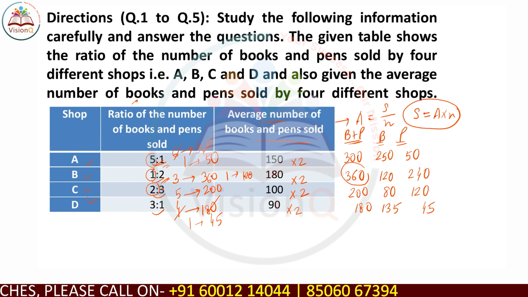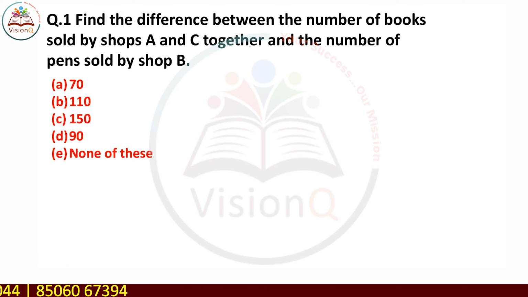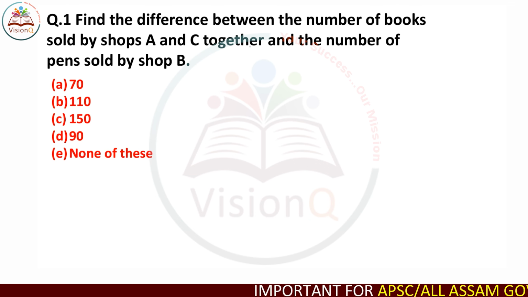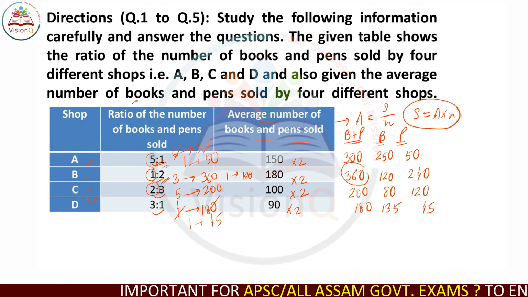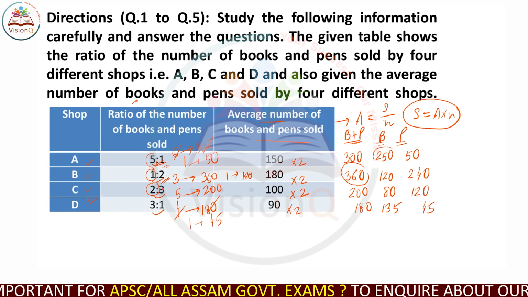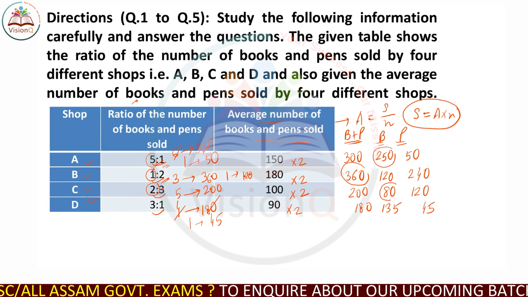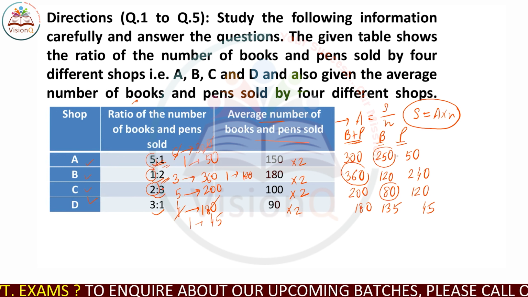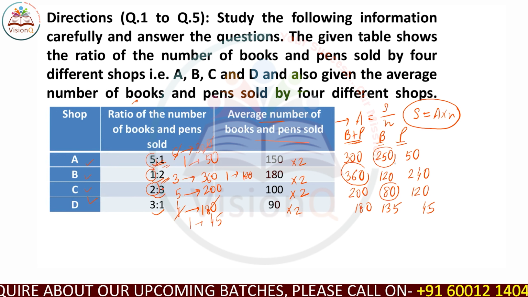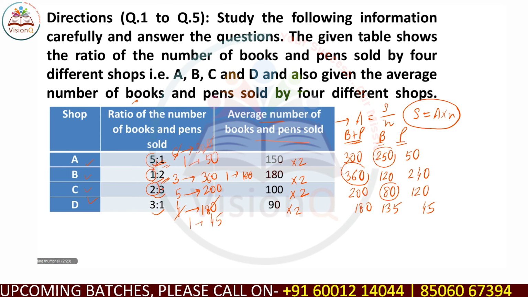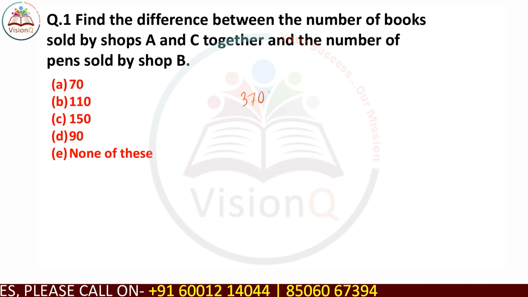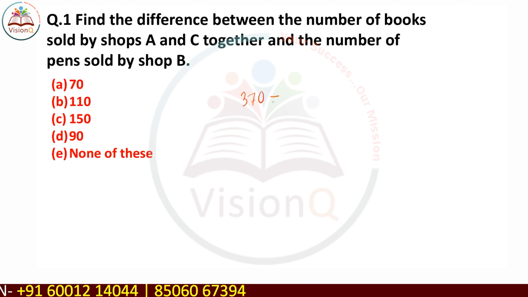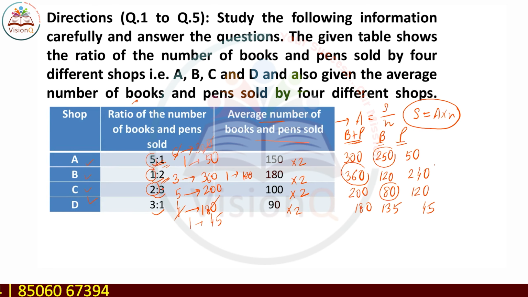Now based on this information, I can do the questions. So let us see the first question. What is asked to find? The difference between the number of books sold by shops A plus C together and the number of pens sold by B. So the number of books sold by A plus C: books sold by A was 250 and books sold by C was 80. So the total number of books sold by A plus C will be 250 plus 80, which is 370, minus the number of pens sold by B. The number of pens sold by B was 240.